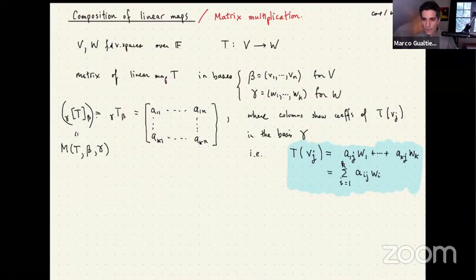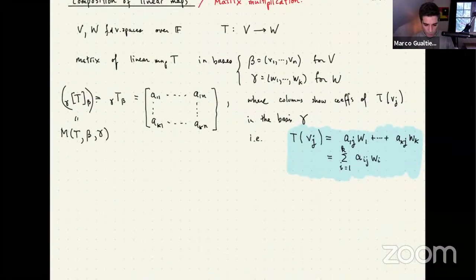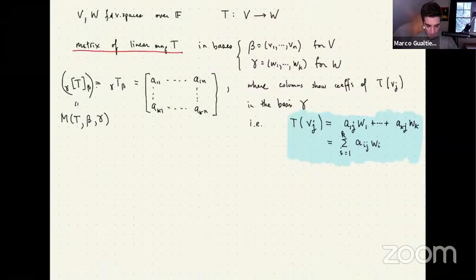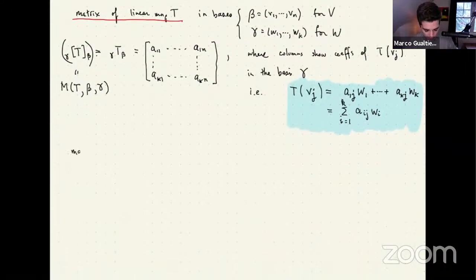Okay. Now, maybe this is the first thing. This is the matrix of a linear map T. Okay, now the matrix of a vector in the domain.